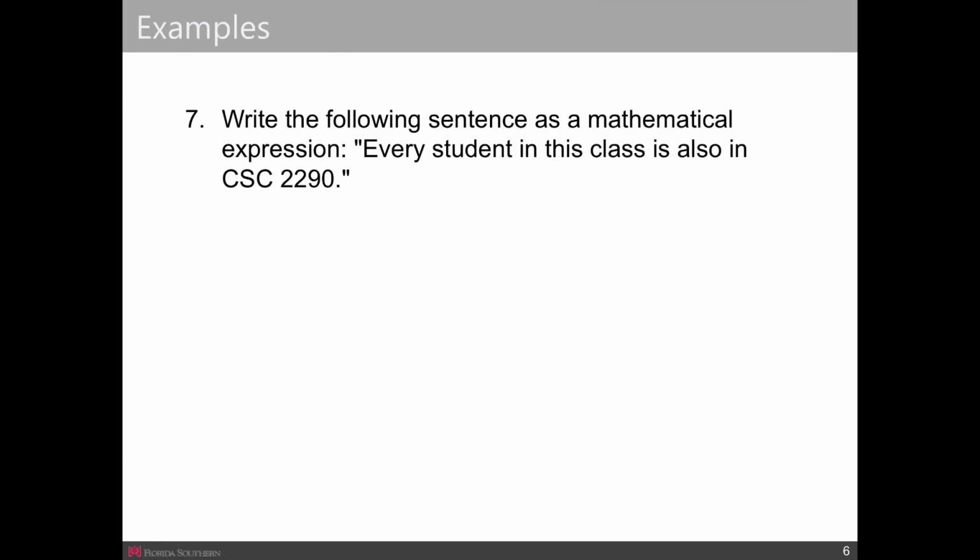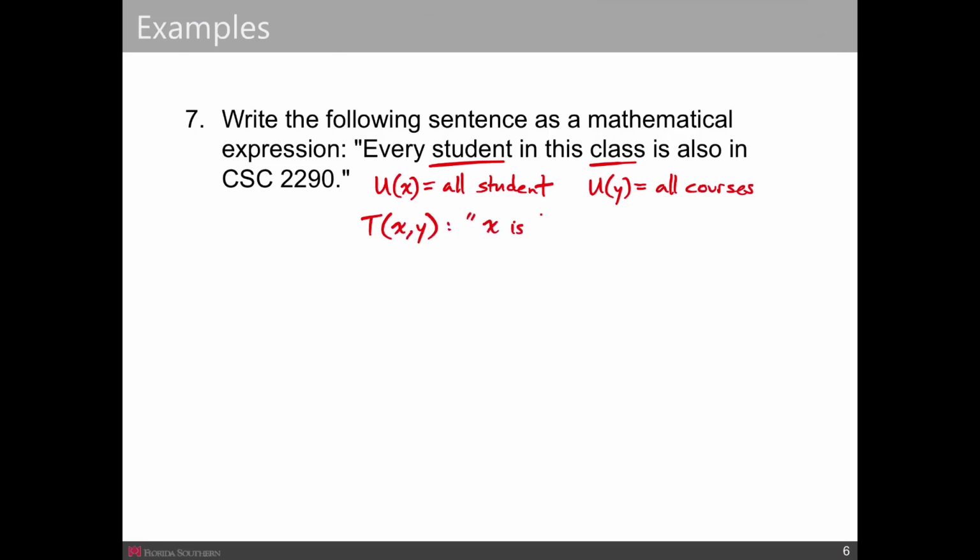So let's first define some domains here. Suppose we have a variable x. We're going to let the domain of x be all students. I'm just picking up on keywords in the statement like students and class. So let's define a variable y to be all courses. And then I'm going to also define, let's say, a predicate T that operates on x and y: x is taking y. So a particular student is taking a specific course.